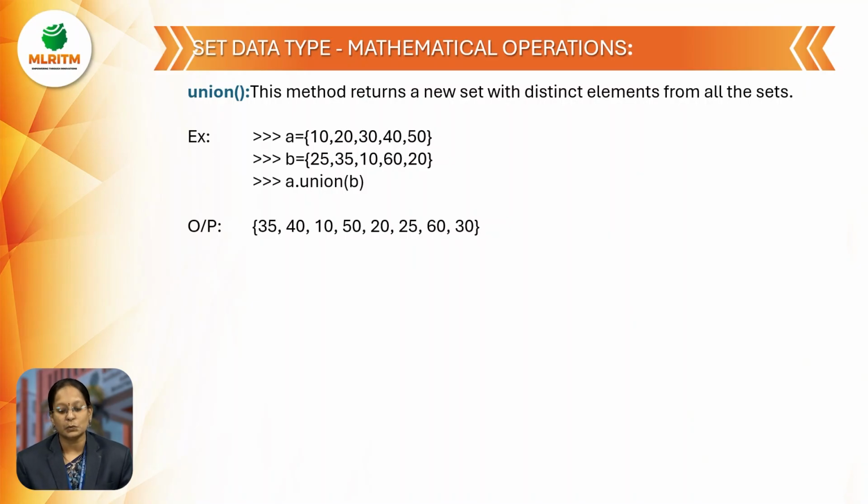Next operation is union. This method returns a new set with distinct elements from all the sets. So it combines the distinct elements. Here we have two sets A and B with some elements. I am performing the union operation, A dot union of B, and we get the output like this. It takes all the distinct elements from both sets and generates the output.